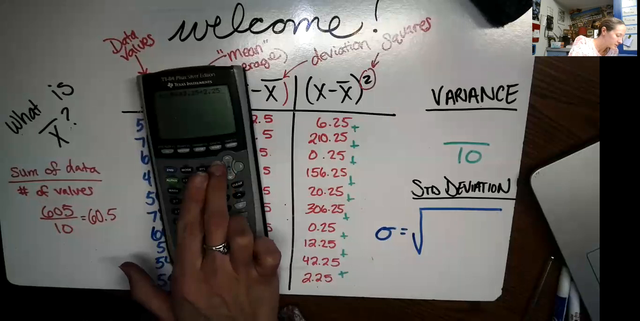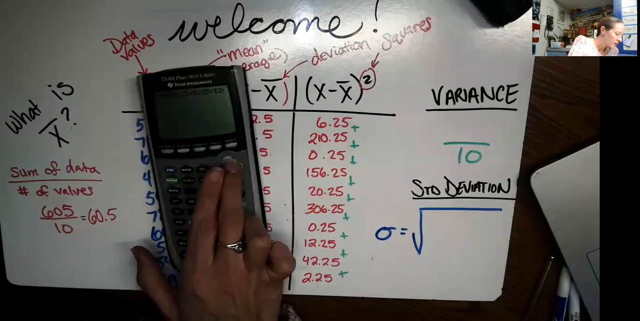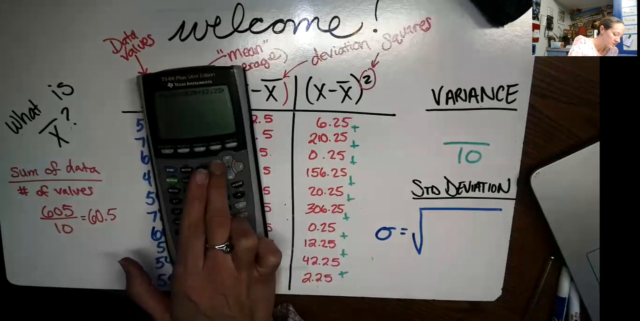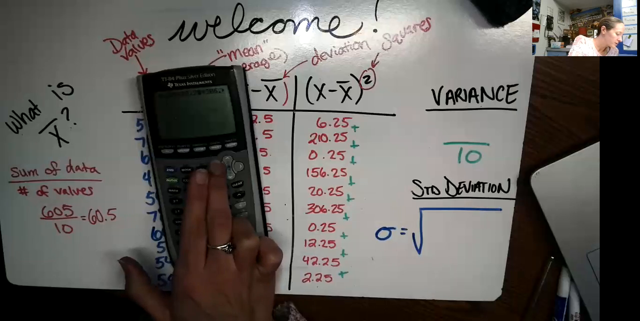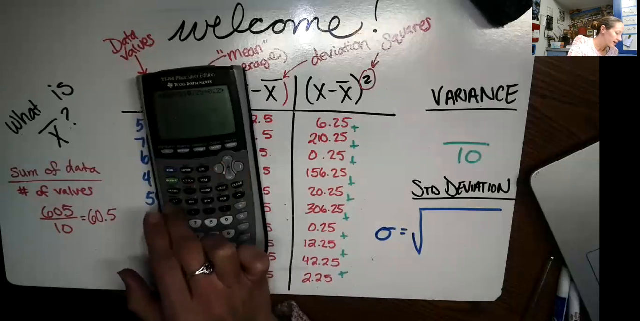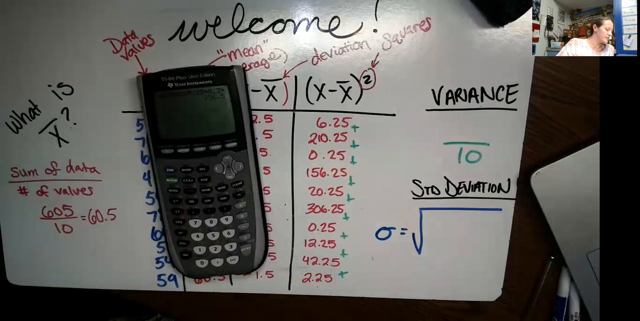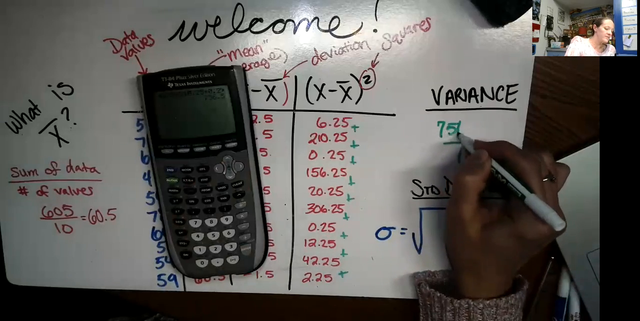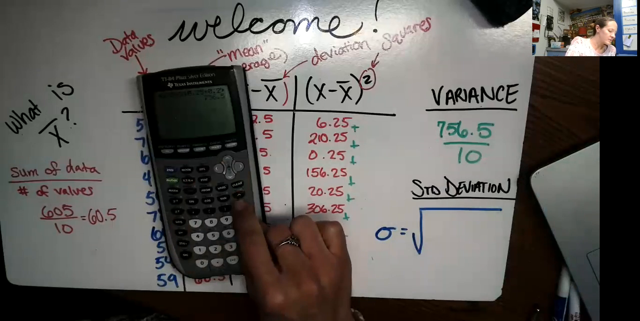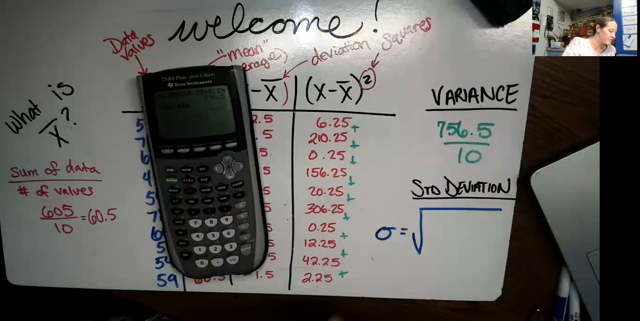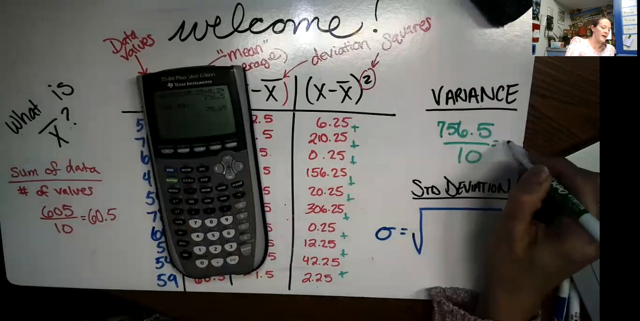2.25, 42.25, making sure I have them all. 12.25 came next, 0.25 was before that, 306.25 was before that, 20.25, I got it. 156.25, got them. I have 0.25 before that. I have 210.25 before that. Whew. All right, I've added all of those together, and I think I've done it in an accurate way. I have 756.5. So now all I have to do is do that 756.5, divide by 10 to get my variance, which would be the same thing as 75.